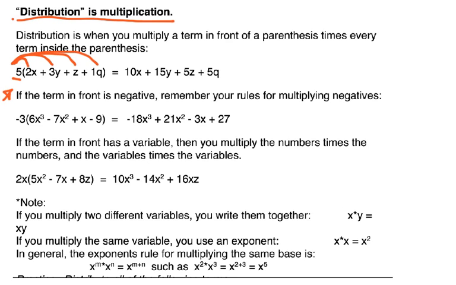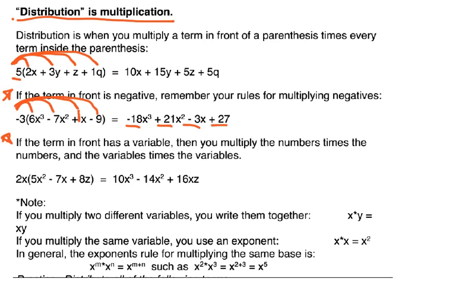If the term in front is negative, remember your rules for multiplying negatives. A negative times a negative is positive, whereas a negative times a positive or a positive times a negative is negative. So in this example, negative 3 times positive 6 gives you negative 18, and negative 3 times negative 7 gives you positive 21, and negative 3 times, there's a 1 in front of that x, is negative 3, and negative 3 times negative 9 is positive 27.